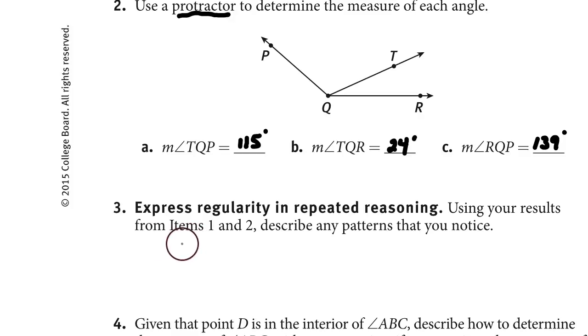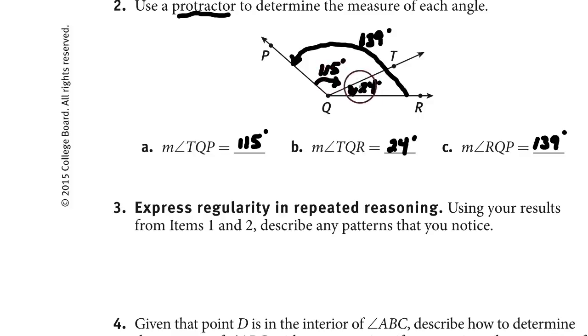Number 3, use our results from the previous questions to describe any patterns we notice. So number 2, I filled in the measures from a protractor, and I want you to look for patterns. Angle TQP is this angle from there to there. It's 115 degrees. Angle TQR is this angle from there to there. It's 24 degrees. And angle RQP is the angle from here all the way across to there, and it's 139 degrees. Notice that this angle includes the other two angles.